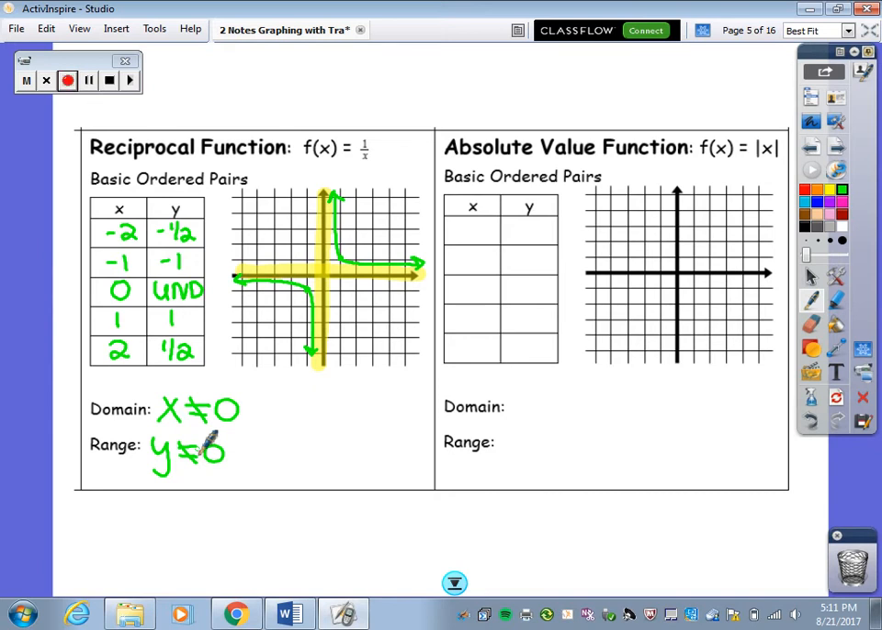Our next function is the absolute value function. What this function does is it takes whatever value our x is and makes it positive. So some numbers we can plot are 0, negative 1, negative 2, 1, and 2. This would make this 2, 1, 0, 1, 2. And when we plot this function, we get something that looks like this. Our domain is all real numbers, and our range is y is greater than or equal to 0.